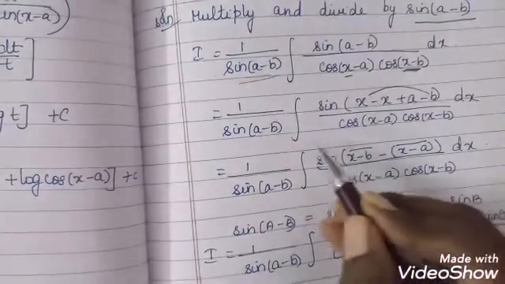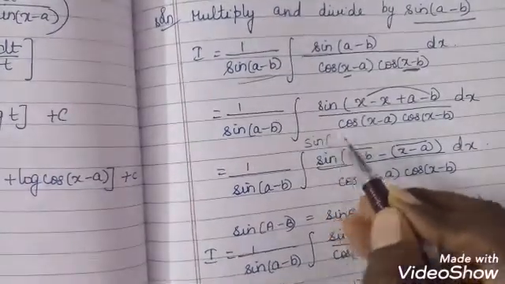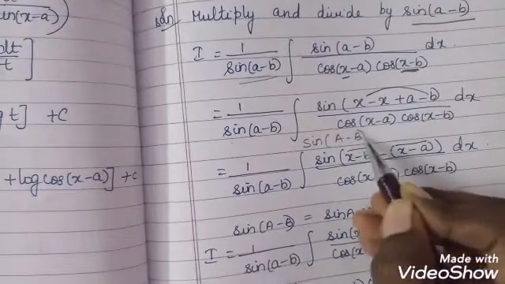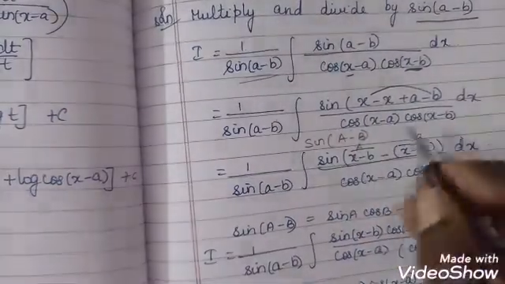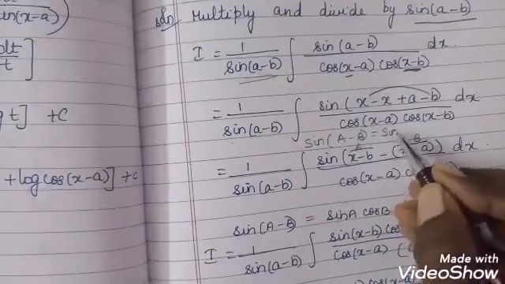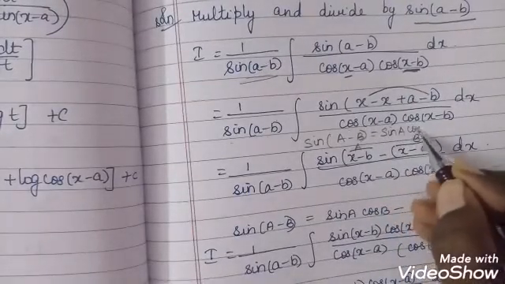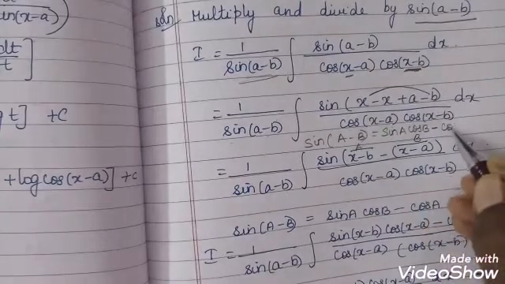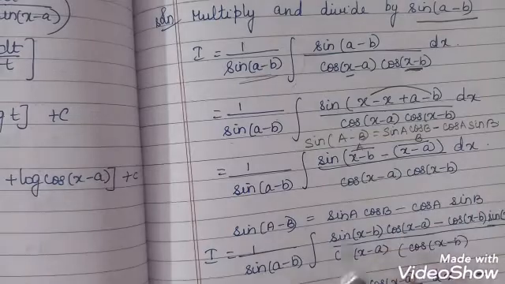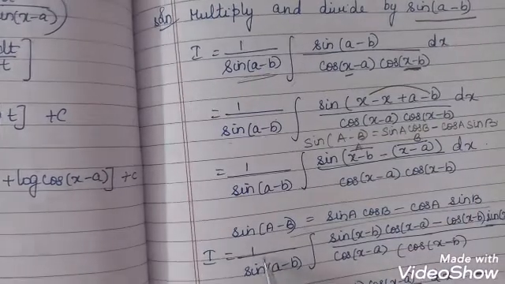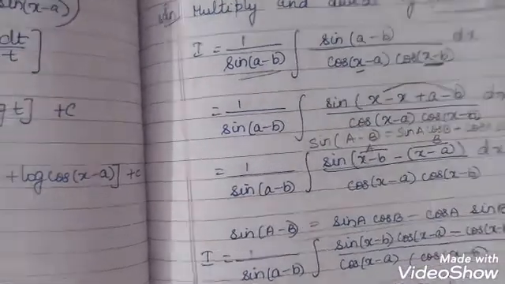Now what formula does it follow actually here? Sine of a minus b. Your a is nothing but x minus b and this is nothing but equal to b. So what's the formula I can write here? It is sine a cos b minus cos a sine b. This is the formula you have here. So here I've written it already. So it's 1 by sine of a minus b you get here.